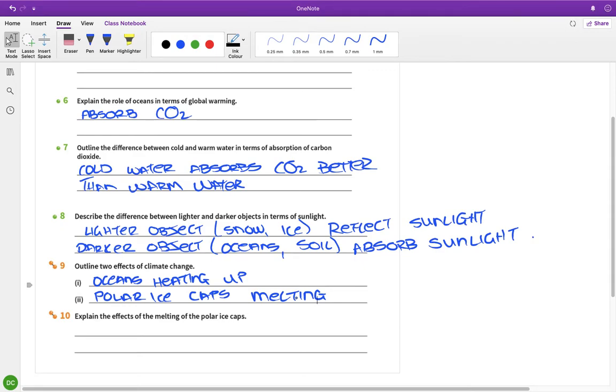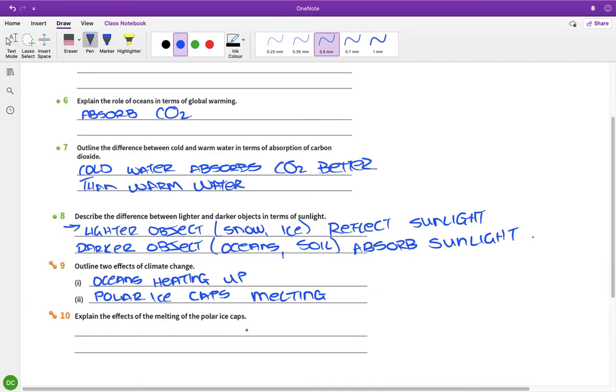And then the other problem we talked about yesterday was, what was it called in the book? Surface reflectivity, I think they called it. Based on what we said up here, if the lighter objects reflect the sunlight, like snow and ice, and you've got less snow and ice, then you have more absorption and less reflection. So again, that's the Earth taking on more sunlight, more heat, and as a result, heating up even more.